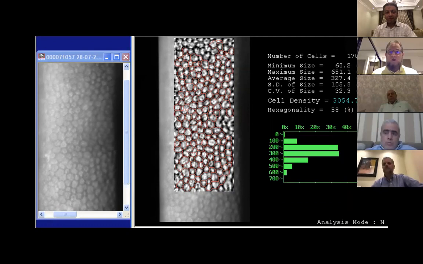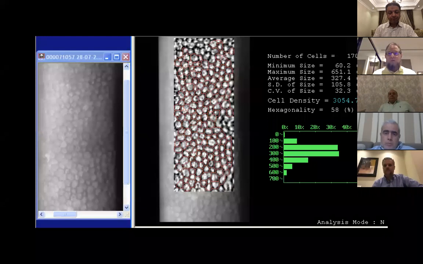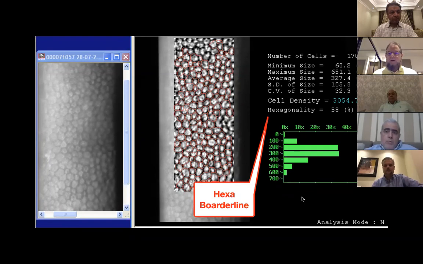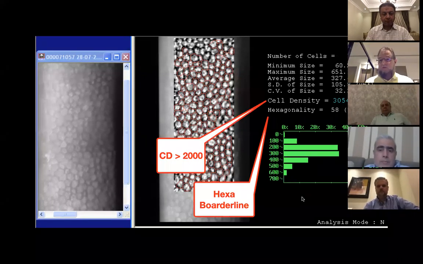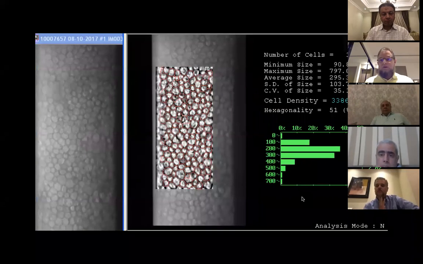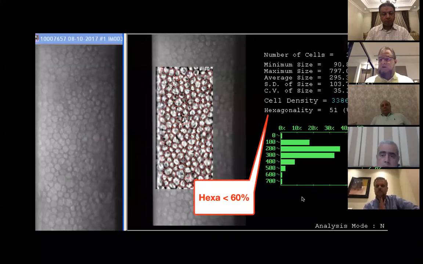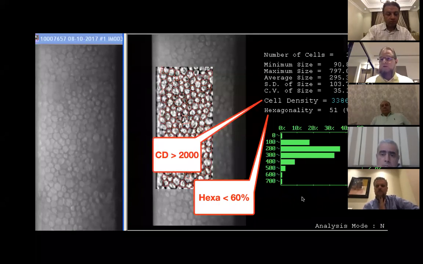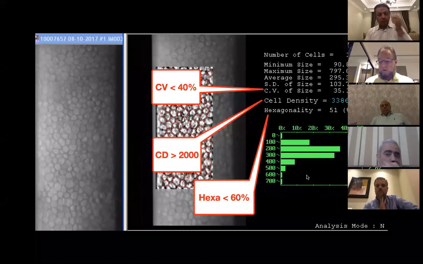So I'm going to ask the audience, not the panelists: do you really do specular microscopy for every patient you are doing phakic IOL implantation or clear lens extraction? No need to answer me, but just keep this question in mind. Now, as you see here, this patient's hexagonality is borderline, it's 58. The cell density is more than 2000, which is good. The CV index is less than 40%. This is the left eye. The hexagonality is less than 60%, which is not good, although the cell density is more than 2000 and the CV is less than 40%.